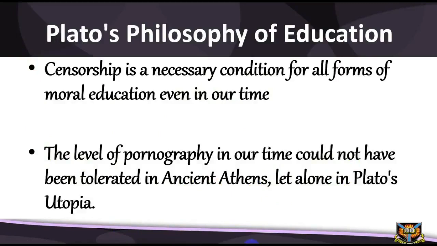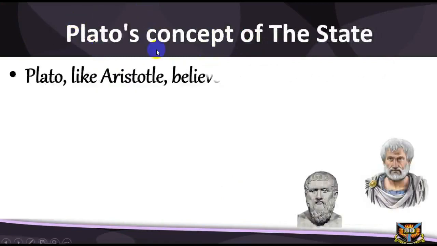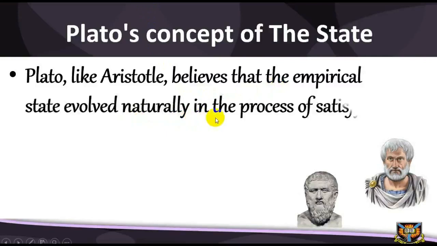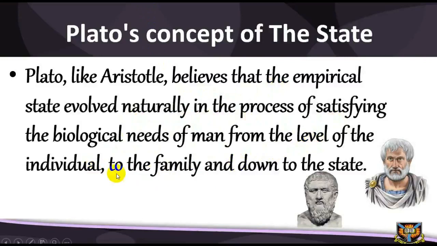What then is Plato's concept of the state? So far, Plato's view on the origin, character, form, and role of the state have become clear enough for us to summarize below. Plato, like Aristotle, believes that the empirical state evolved naturally in the process of satisfying the biological needs of man from the level of the individual to the family and down to the state. He therefore sees no contradiction between the society and the state. The individuals in society naturally progress into the state.